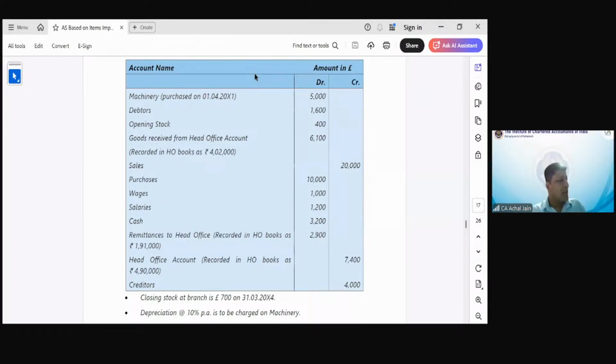Rohan is asking, sir, will it be non-integral? When you are required to translate the complete trial, that has to be non-integral only. Yeah. So can you just quickly do this translation?